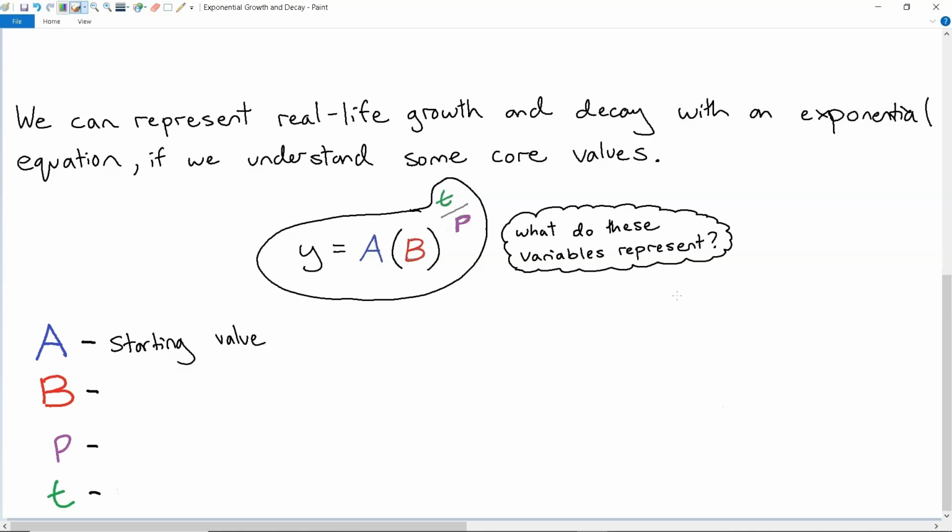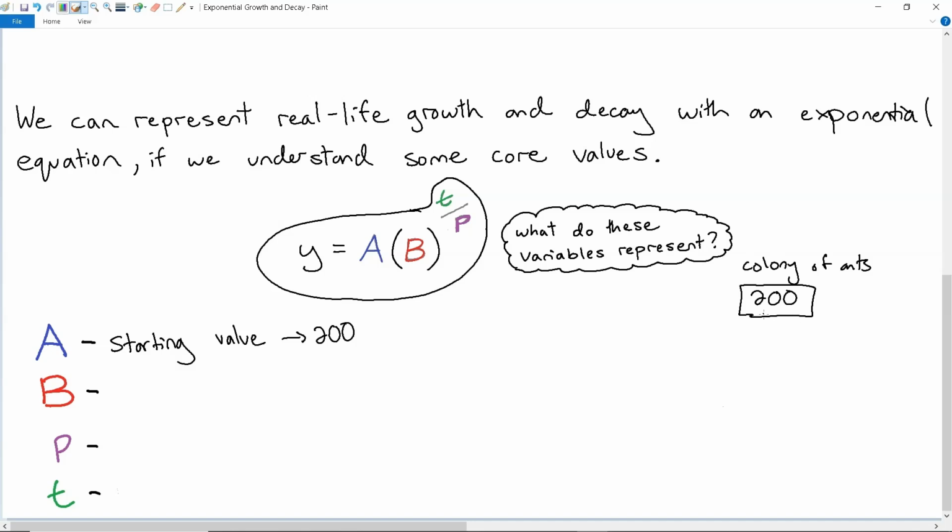And I'll give you an example. Let's say we have a colony of ants. And this colony of ants started with a population of 200. So that is going to be my starting value in this scenario. Our b value is going to be what kind of growth or decay is happening. Is our value being doubled? Is it being tripled? Is it being halved?